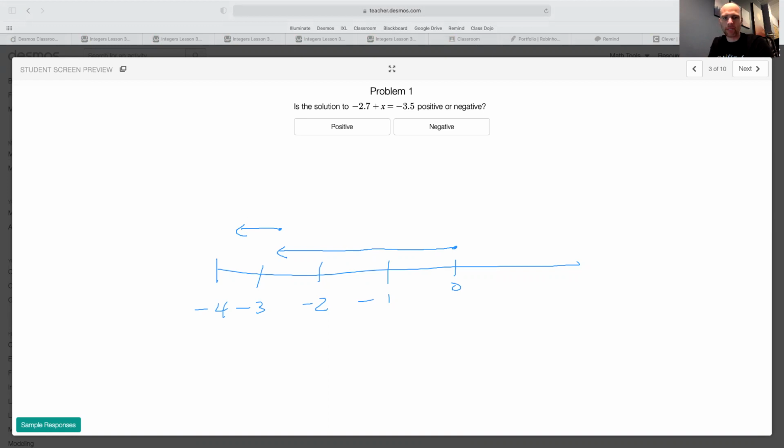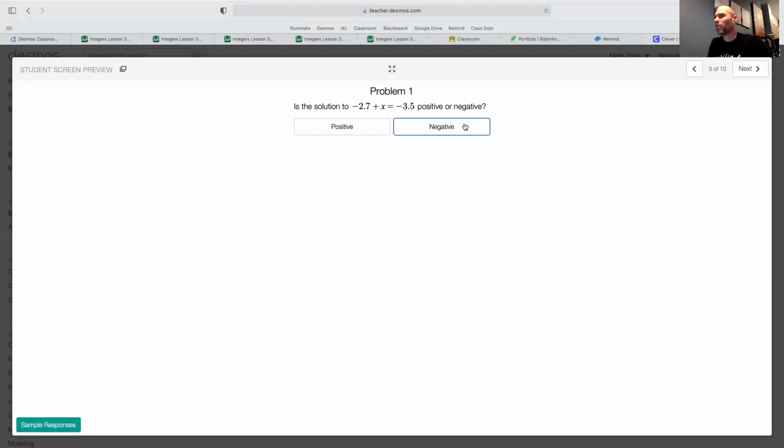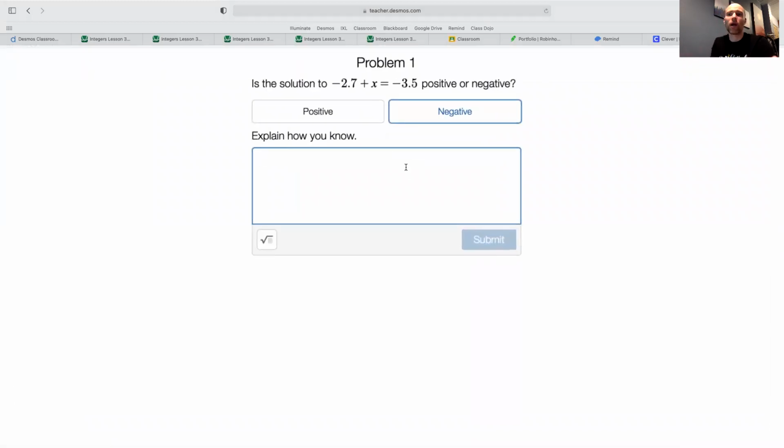I'm gonna click on negative and keep on moving. Oh, explain how you know. So an explanation you could give there could describe the vector model I just drew.